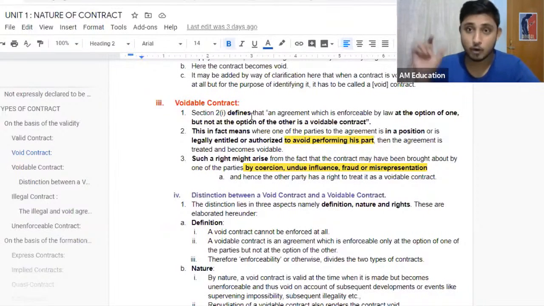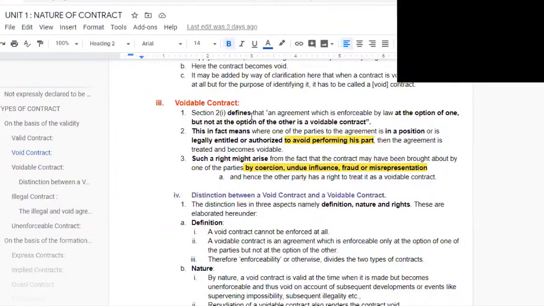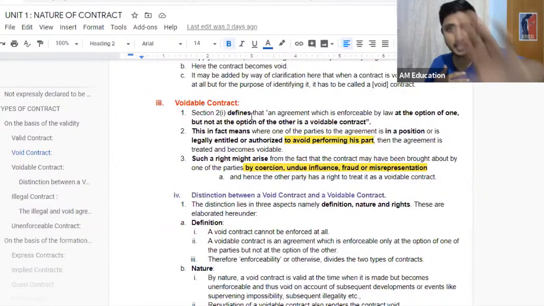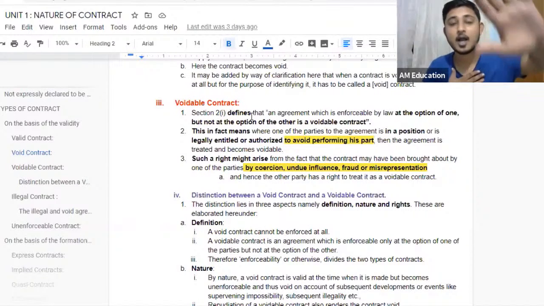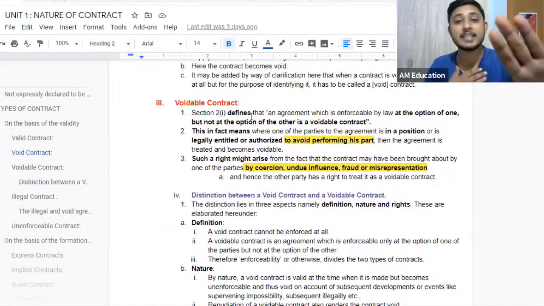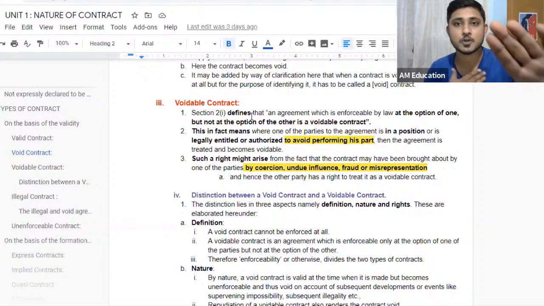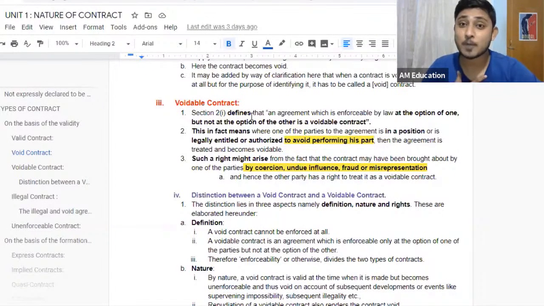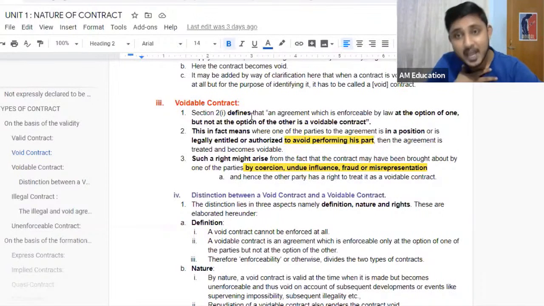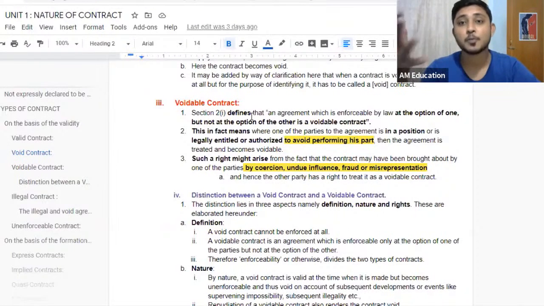An agreement enforceable by law, but at the option of one party and not at the option of the other party. That means if Nidra is one party and I am the other party, I'm giving an example on the option of me. If I have an option to enforce the contract, then Nidra should be obligated to perform. And if I don't want to enforce this contract, I can cancel it right away. So that is a voidable contract.